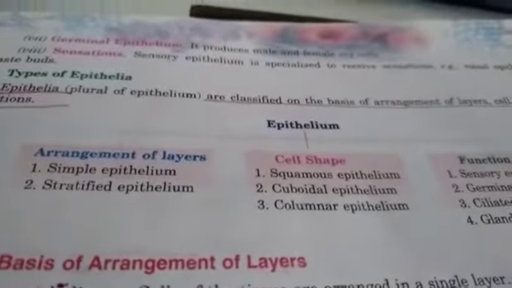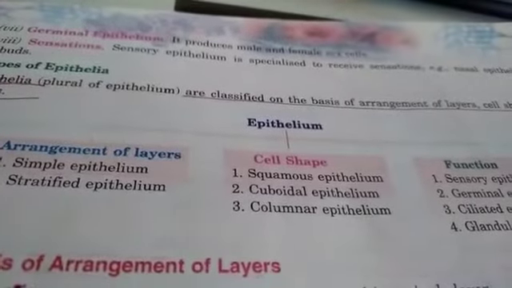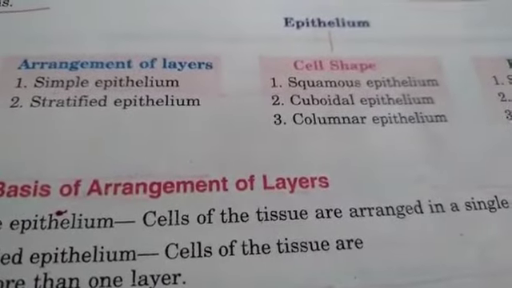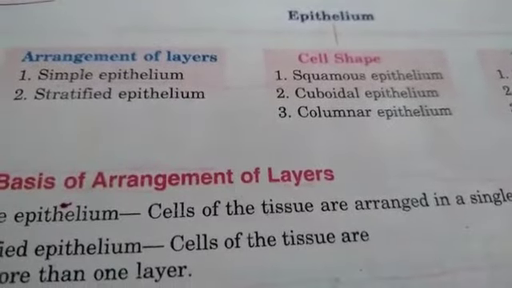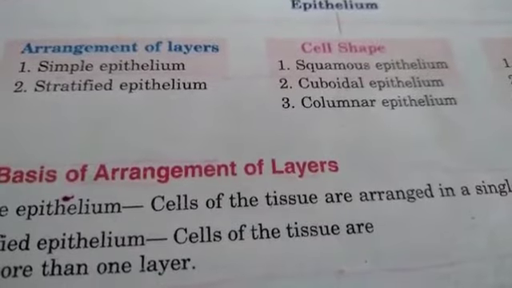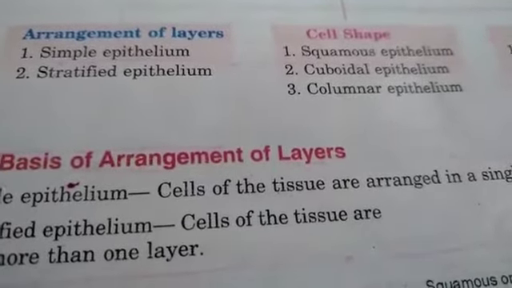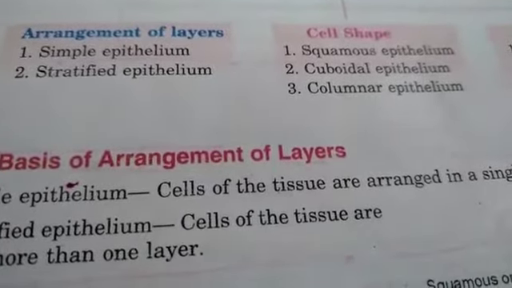This epithelium tissue is divided into many types according to three ways. The first way is arrangement of layers, the second is cell shape, and the third is its function. First, arrangement of layers. On the basis of arrangement of layers, it is of two types: simple epithelium and stratified epithelium. Simple epithelium is when the epithelium consists of a single layer, and stratified epithelium is when it is made up of more than one layer.